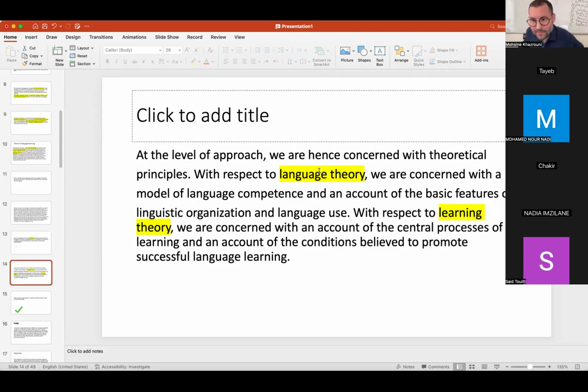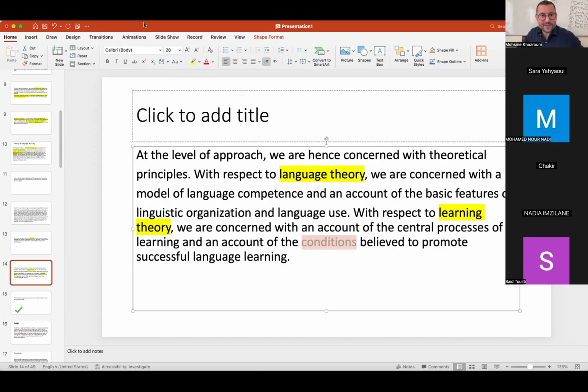Sir, can I read? Please, Nadia. Yes, sir, I'm here. At the level of approach, we are hence concerned with theoretical principles. With respect to language theory, we are concerned with a model of language competence and an account of the basic features of linguistic organization and language use. With respect to learning theory, we are concerned with an account of the central processes of learning and an account of the conditions believed to promote successful language learning. Very good.